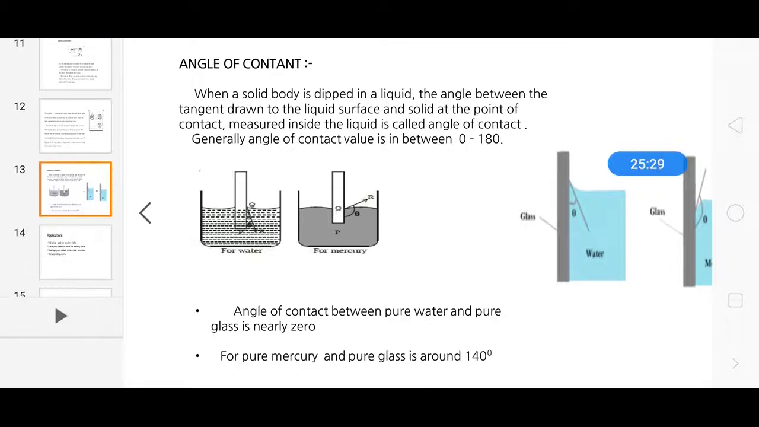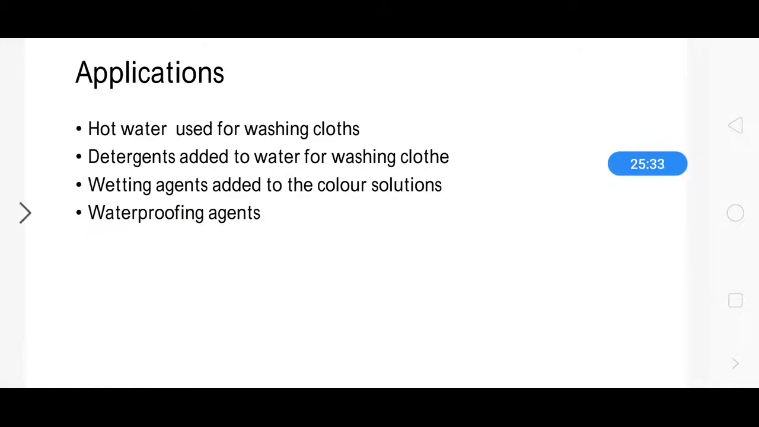So by knowing the angle of contact, we use some liquids as wetting agents and some as detergents. Hot water is used for washing clothes, and generally to clean clothes effectively we use detergents, or we can go for hot water. Why? Because if we use hot water, as the temperature increases the angle of contact decreases, and also if we add detergent to the water the angle of contact decreases. So once we add detergents to the liquid or water, what happens?